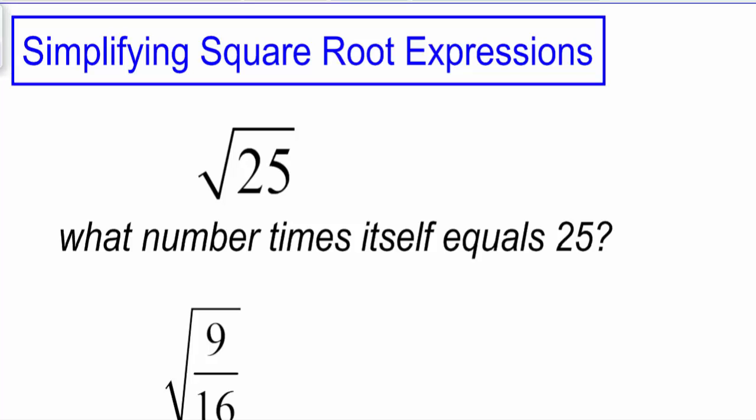When I see this first problem here, the square root of 25, I'm asking myself what number times itself is equal to 25? Well, the answer there is 5. 5 times 5 is equal to 25.